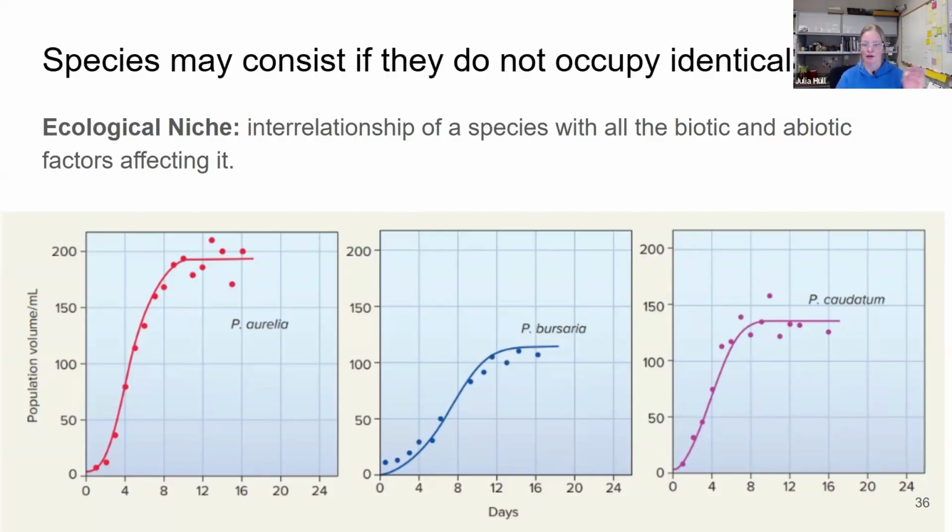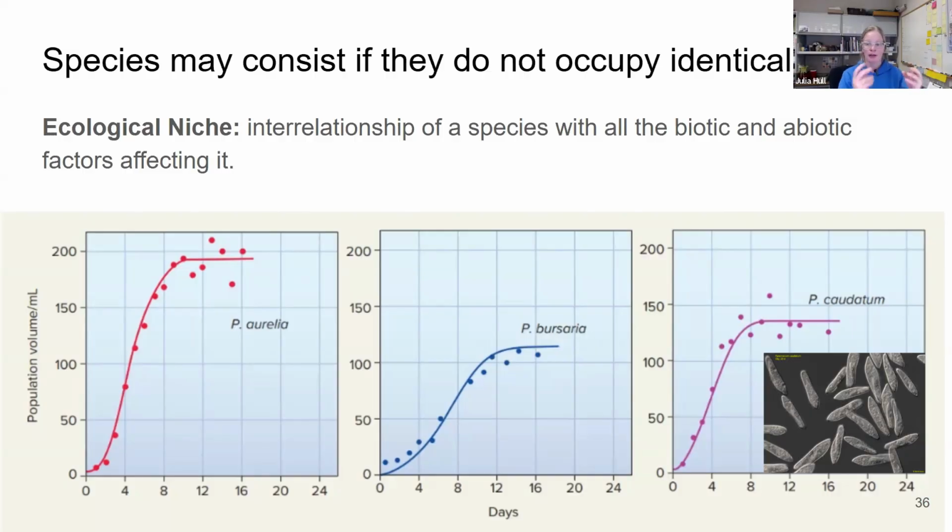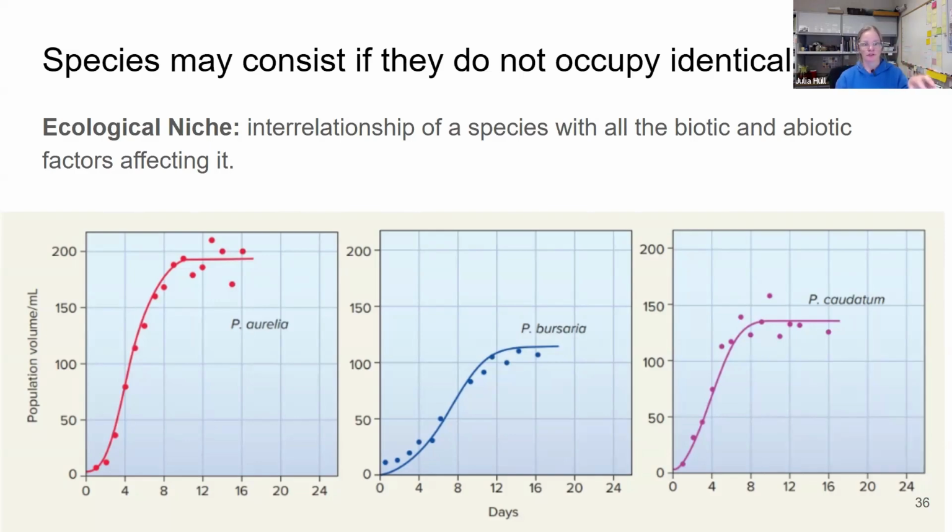In a famous experiment by ecologist Gregory Gause, he grew paramecium, these little single-cell protists, three different species. They were grown separately, and then he grew them together in the same test tube. So let's look at these paramecium populations when they're growing alone. And I'm just going to call them the red species, the blue species, and the purple species.